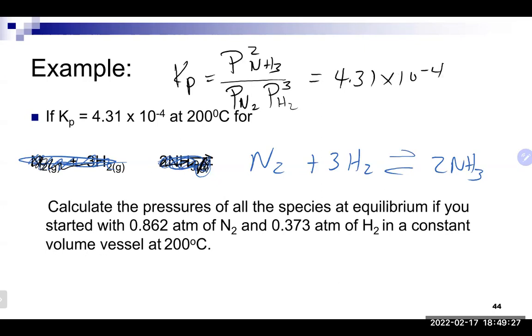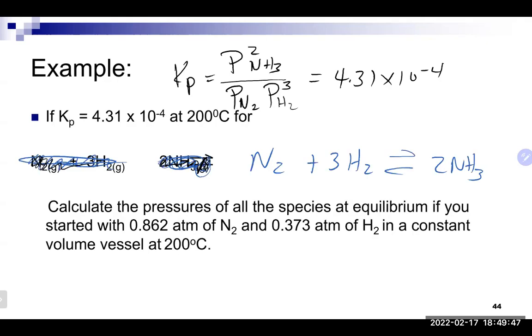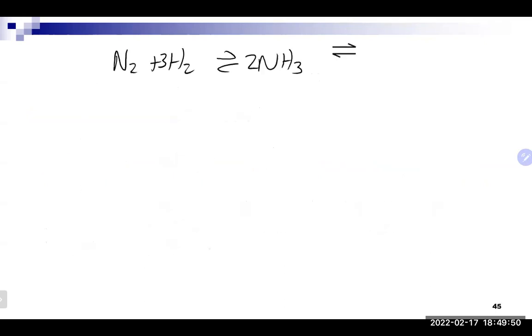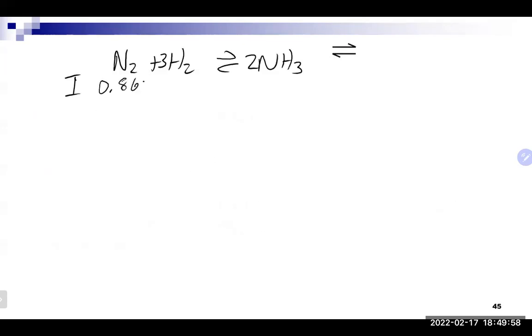In this case, we will start with our ICE table like normal. So we have N2, H2, and NH3, with a 3 there. Initially, as we can see, we've got 0.862 for N2 and 0.373 for H2, and that would be 0 for NH3.